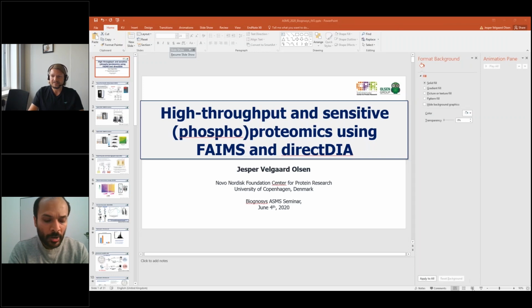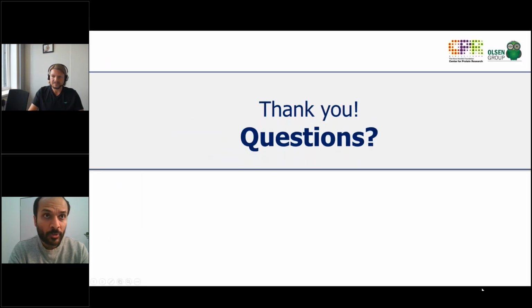I had a question about, are there any other parameters in the FAIMS device that can be used that would be interesting and can be changed besides the compensation voltage?